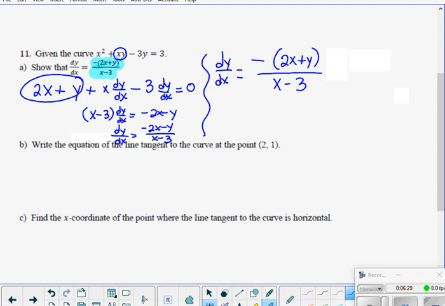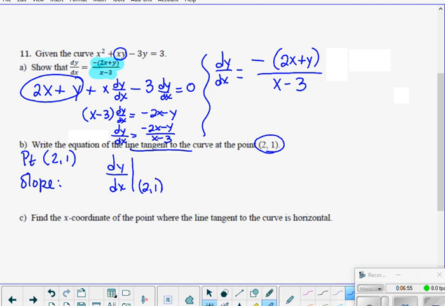Part B, write the equation of the line tangent to the curve at the point (2, 1). This is ideal because they gave us the ordered pair. I don't have to go find y or find x, so that's lovely. What I do need for an equation of a tangent line, well, I have the point. I need the slope. And the slope's going to come from the derivative. So dy/dx, and you know what? I'm going to input that point, so I'm going to show it evaluated. You can do that. That's expected that you do that each and every time.